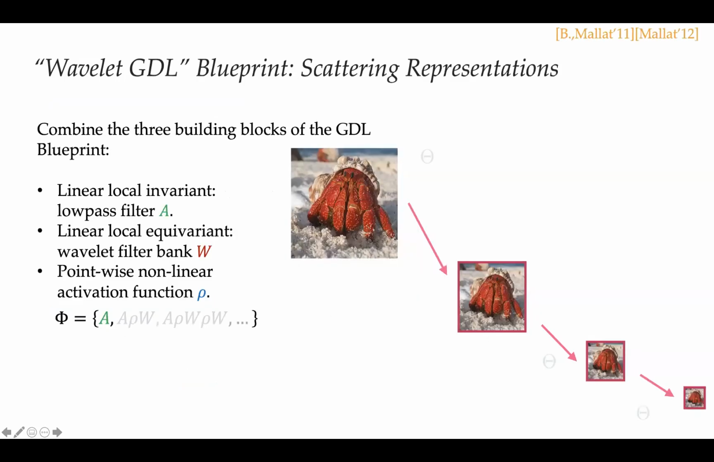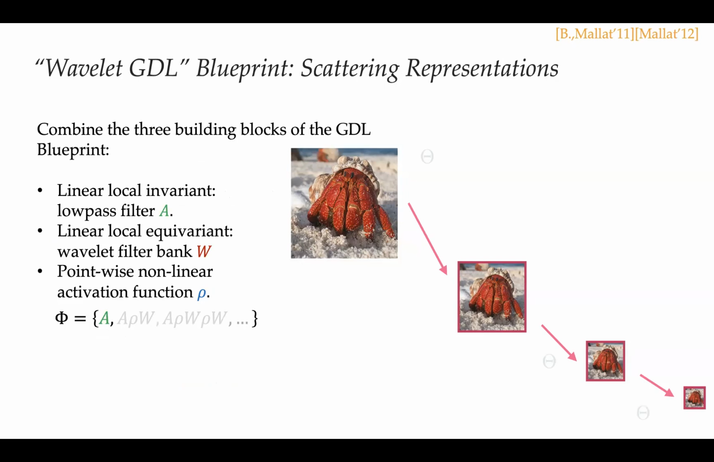But the point that I want to make is that now we can look at this wavelet filter bank and plug it directly into our blueprint, bypassing completely this learning aspect. So how can we do that? This is the essence of the wavelet scattering representation that was introduced by Stéphane Mallat a few years ago, and also by myself.